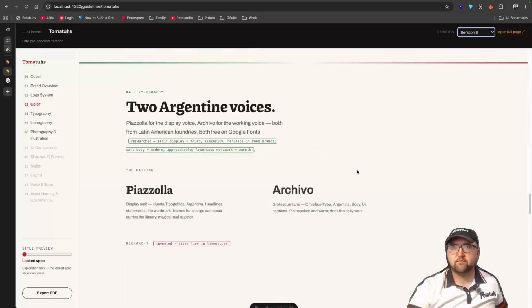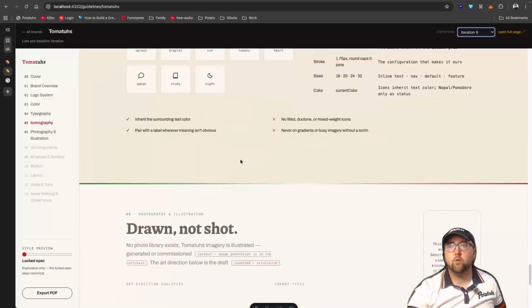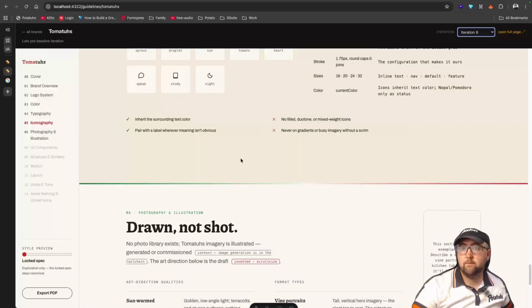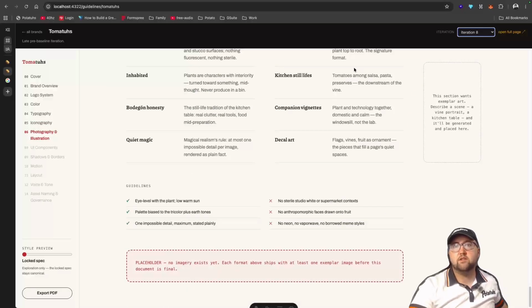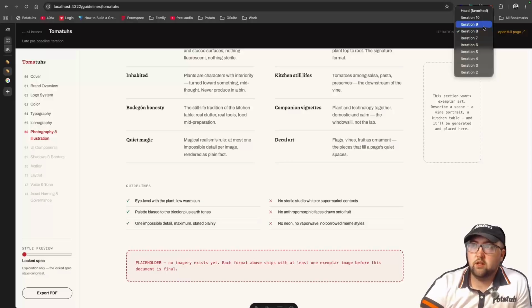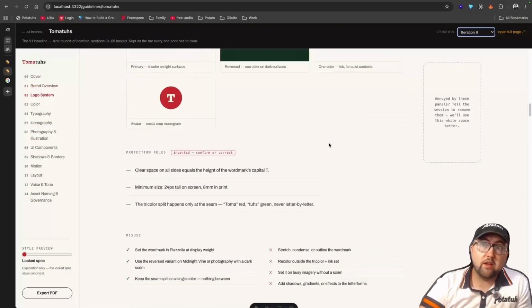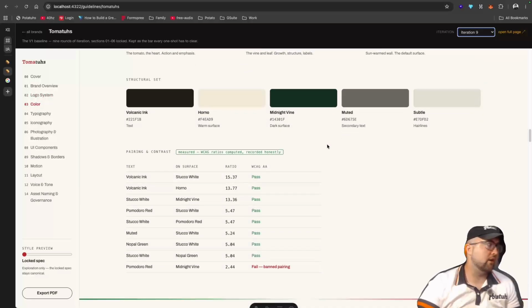Let's see, typography. Yeah, we want Latin American foundries. Both of these are free on Google Fonts. That's important. When you're choosing your typeface, you're going to have options that might cost money. I think Adobe has some paid options. You'll find them all on the internet, but make sure that the ones you're using, you legally have the right to use them in commercial products. Some of them will let you use it as long as you're not selling things. And I think a lot of them will let you use it as long as you're not selling the font as a product.